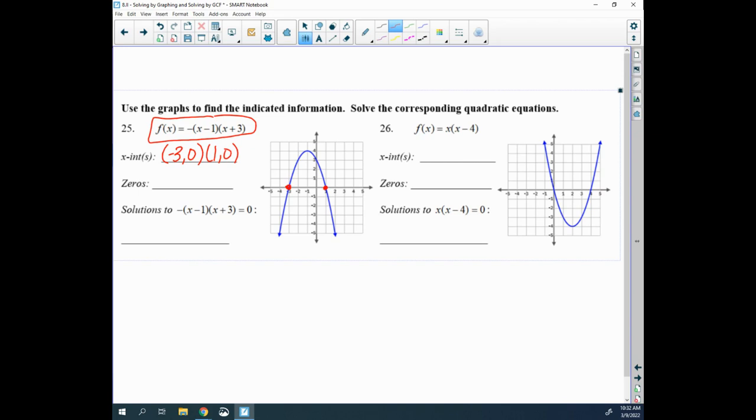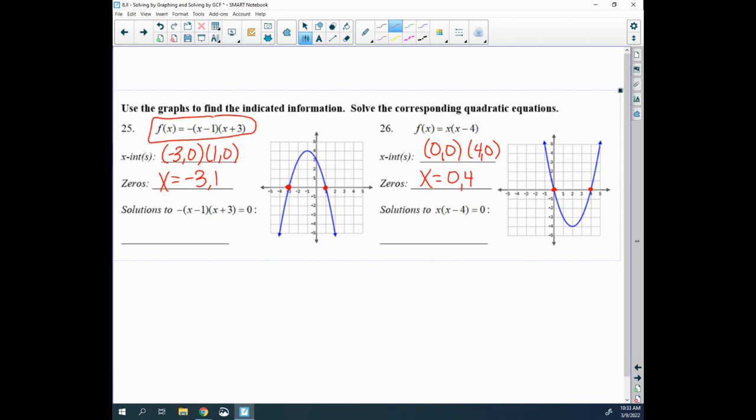Same thing if I go to 26. What are my x-intercepts? (0, 0) and (4, 0), right? Again, they're ordered pairs. Now, what if on your last test in Unit 7, I had said, what are the zeros? How would that have changed what you wrote? You would have done x equals -3 and 1, right? You would have just listed the x. Or over here, you would have said x equals 0 and 4. Zeros and x-intercepts are very similar, except that zeros or roots are just the x's.